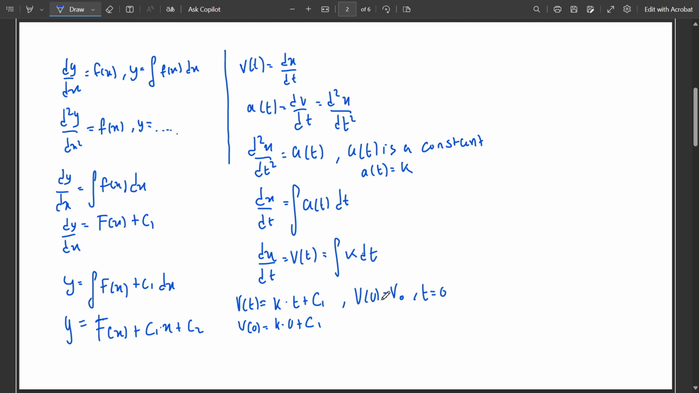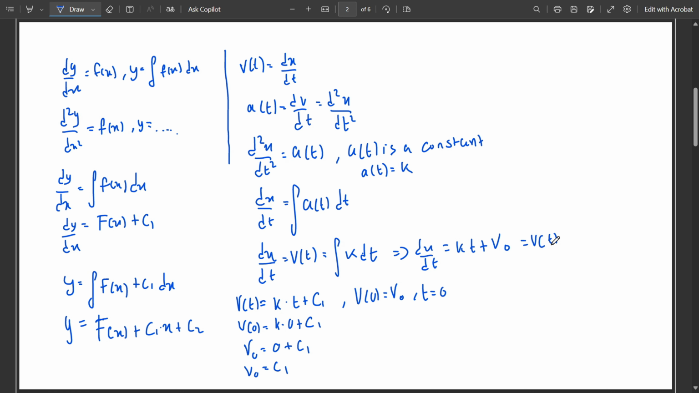And v of 0 equals v initial, so v initial equals 0 plus c1, and v initial equals our c1. We can put it in our equation here. So we have dx/dt equals k times t plus c1, which is just our v initial. Again, this is our velocity function, v of t.